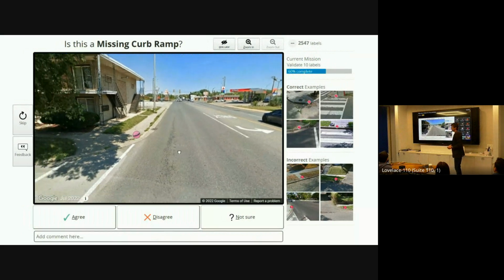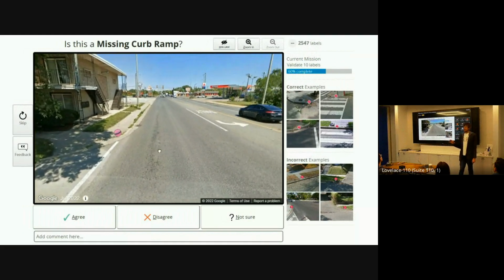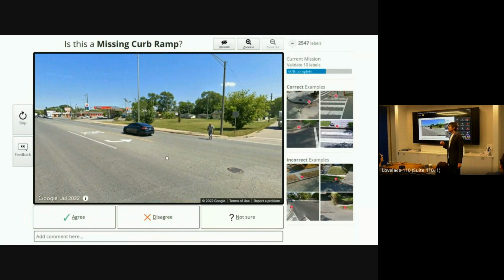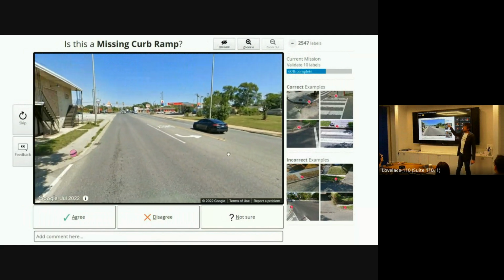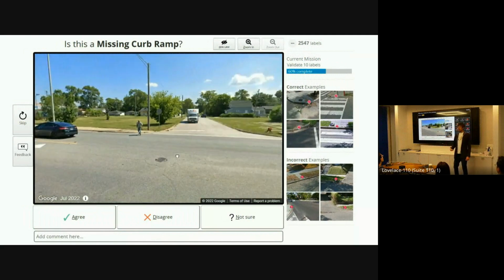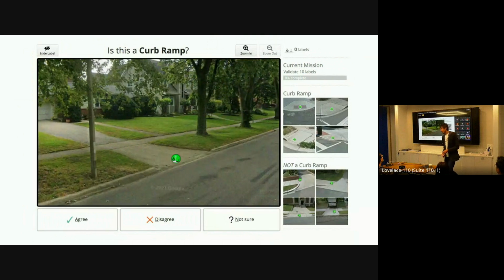It generally requires you, and that's why our tools are interactive, and this is why it's very hard to train computer vision algorithms to do this. You have to look, and you'll notice actually, well, people are using it to cross. Right, so that might also inform your choice about whether to mark it as a missing curb ramp. How about here?